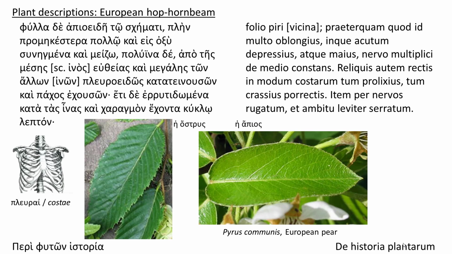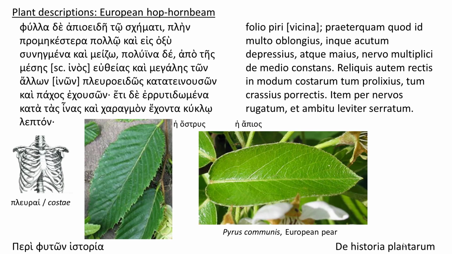Polyinoda apo tes mesēs eltheas kai megales, ton allon pleuron eidos kato teinouson, kai pachos echouson. And the leaves are many-fibered, from a central straight large fiber, the other fibers stretching out like ribs, pleurae, and having thickness. Gaza's Latin translation is working from a different version of the Greek text, and so differs a bit in sense. Id nervo multiplici de medio constans, reliquis autem rectis in modum costarum, tum prolixius tum crassius porrectis.